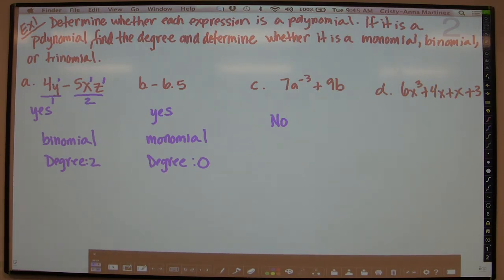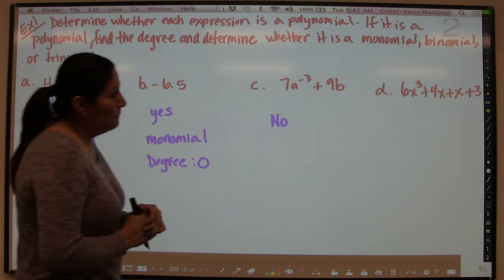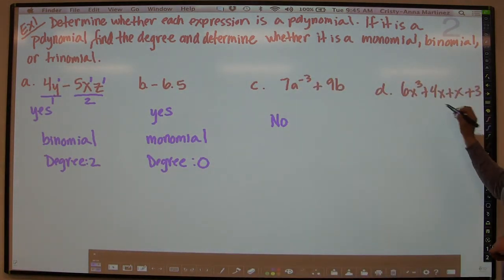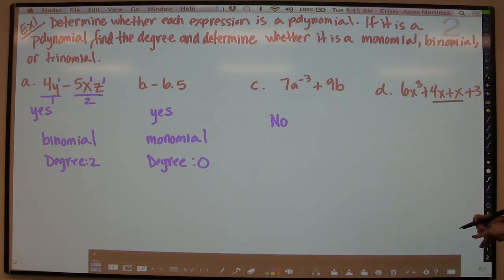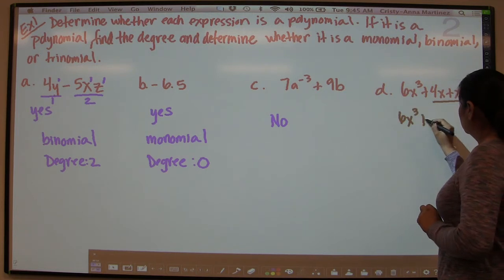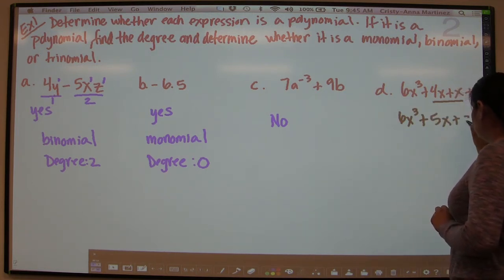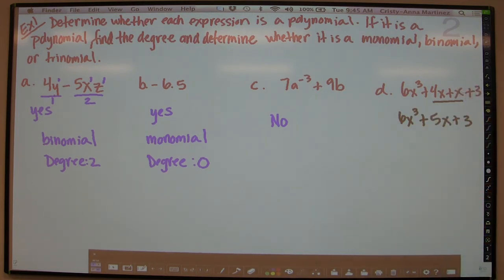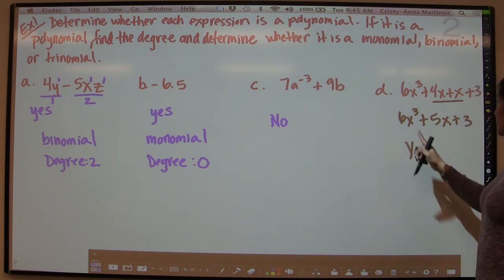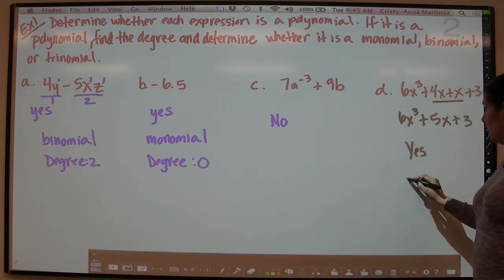All right, in part D, we have a little bit of a trick question, so to speak. Because these two terms here, the 4x and the plus x, are the same variable. They're like terms. So we can actually simplify this problem to 6x cubed plus 5x plus 3, because 4x plus x is going to be 5x. So now the answer is yes, it is a polynomial. It has 3 terms, so we're going to call that a trinomial.